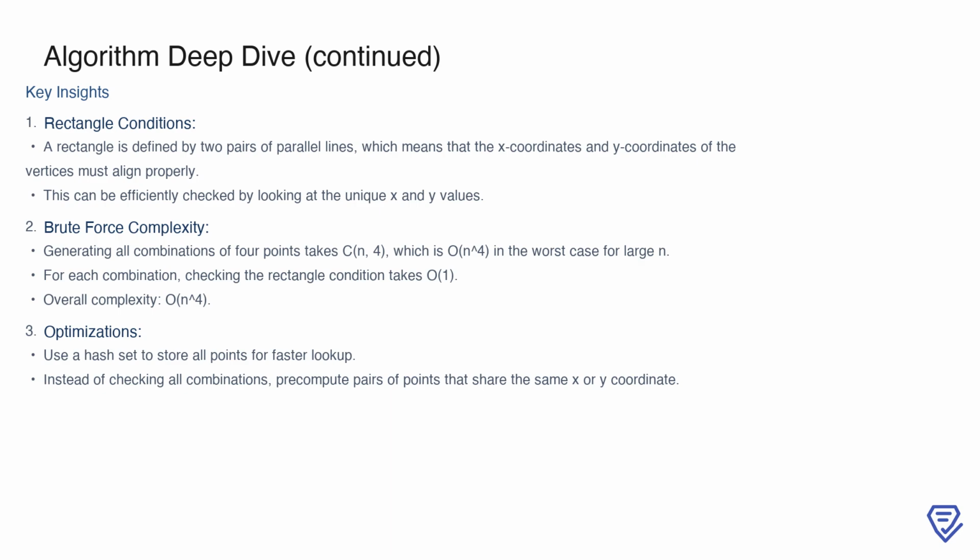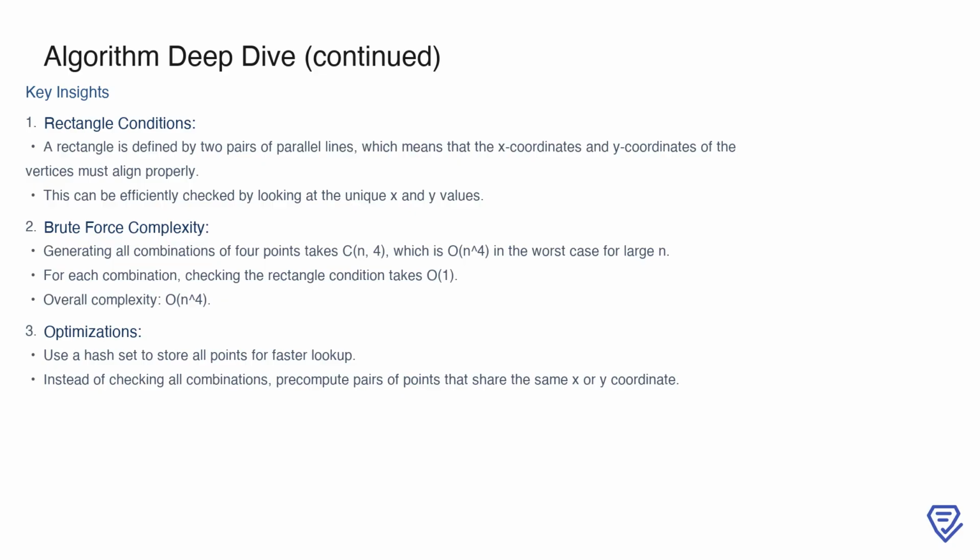Generating combinations takes C(N, 4), which is O(n to the power of 4) in the worst case. Since checking whether a combination forms a rectangle takes constant time, the overall complexity becomes O(n to the power of 4). To improve efficiency, we can introduce optimizations.